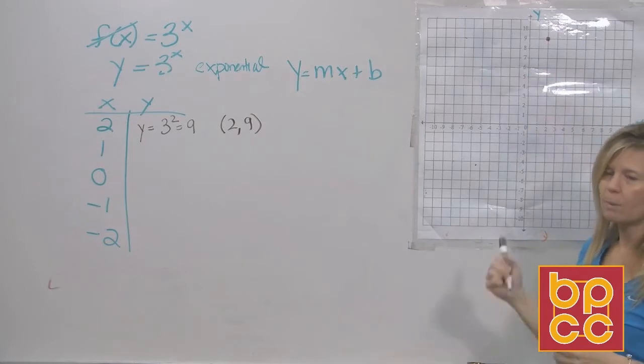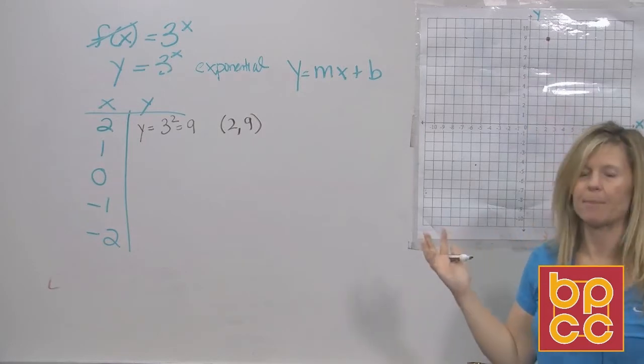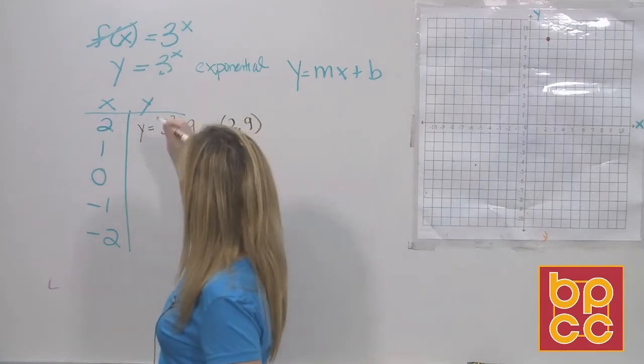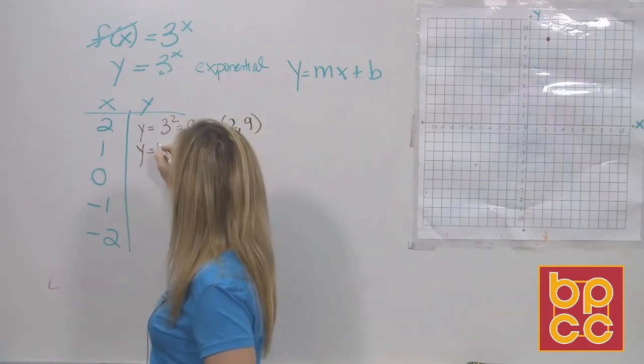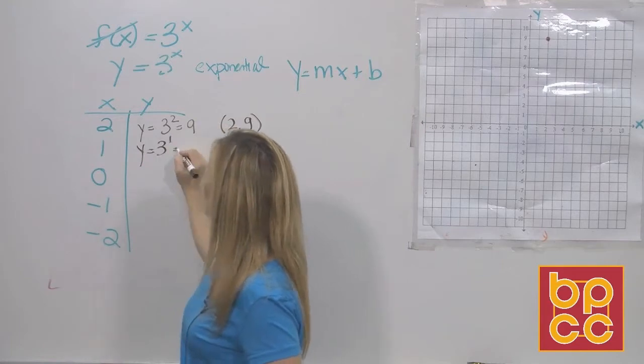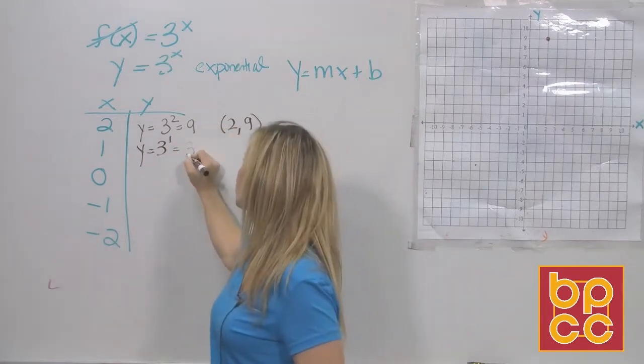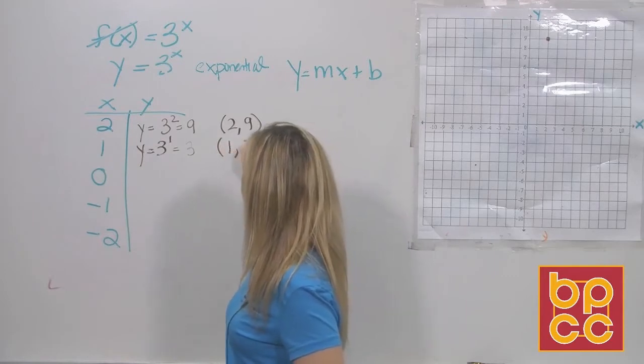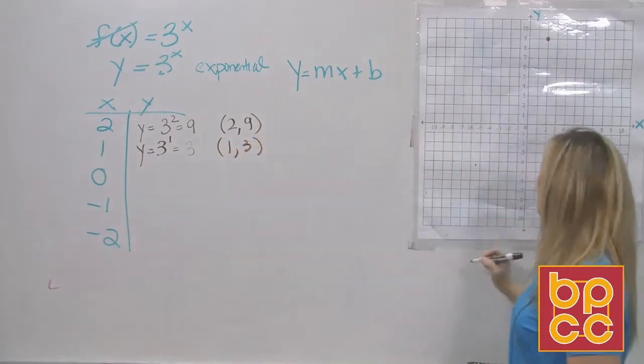Now we all know 1 point is not enough to graph any type of graph. So we'll go again. We're going to take 1, substitute it in. So we're going to write y equals 3 to the first. Well, we know 3 to the first is 3. So we need another ordered pair, 1, 3. Okay, let's go plot that.